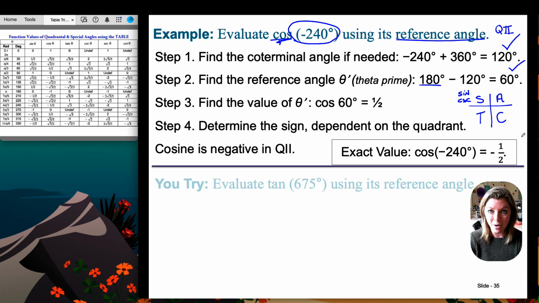All right, I want you to pause this video now and use that same 4-step process to evaluate tangent of 675 degrees using its reference angle.